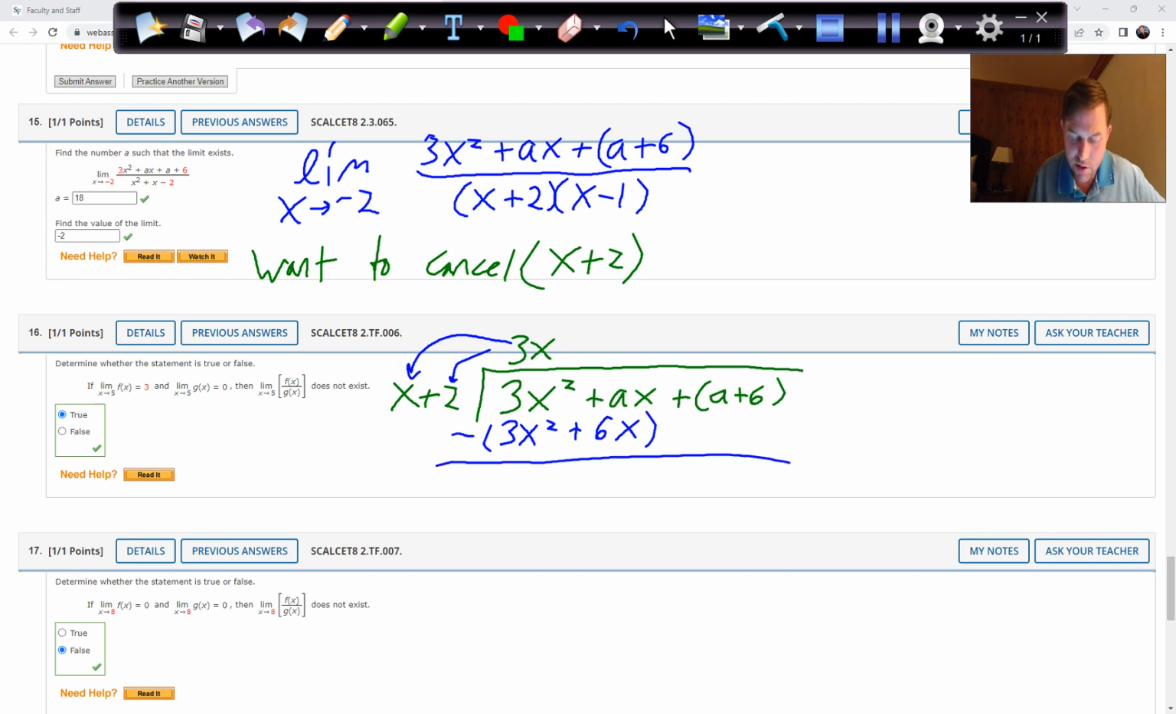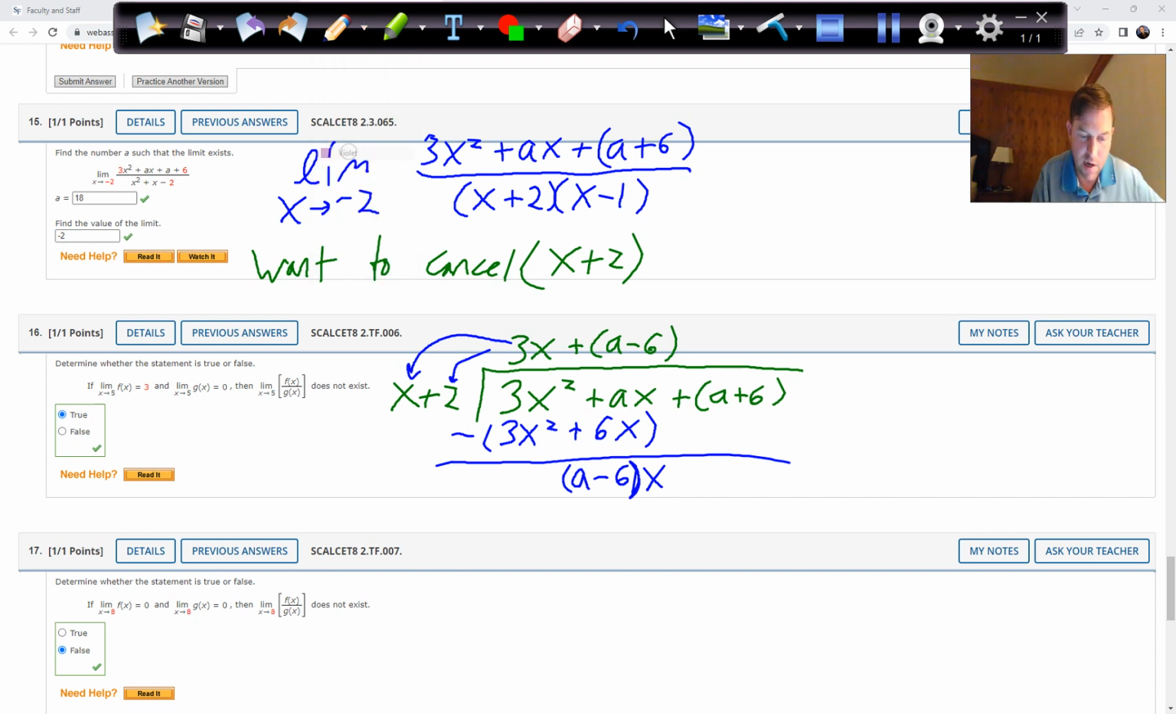3x squared minus 3x squared will be 0. Ax minus 6x will be a minus 6, and they both have an x on them. So you can factor out an x. So you get ax minus 6x, and you can factor out a common x, and you get a minus 6 times x. Now you ask, how many times does x go into a minus 6x? Well, it goes in exactly a minus 6 times. So if I multiply a minus 6 times x, I get a minus 6 times x.